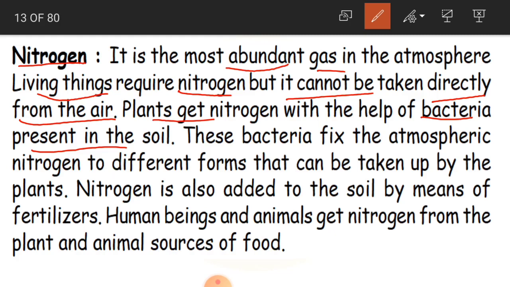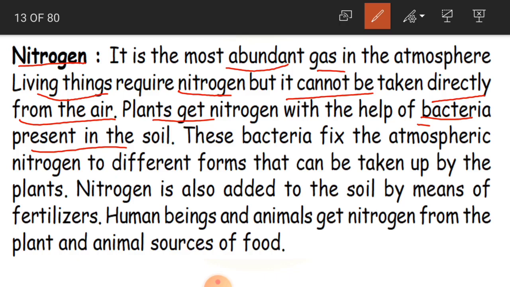Plants also need nitrogen to have good growth, in the sense of strong growth. To give us fruits, flowers, food and all that, plants require nitrogen. And how do they get this nitrogen? They get it with the help of the bacteria present in the soil.